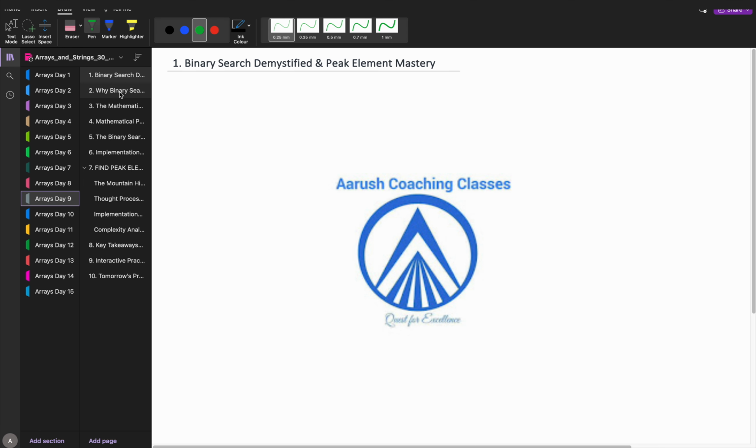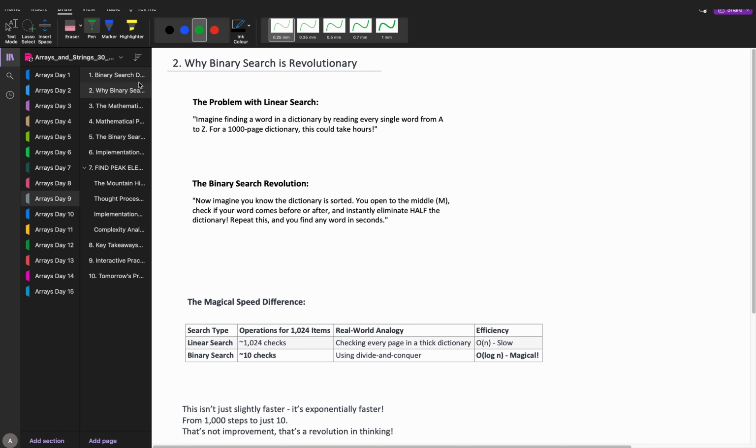Okay, so first let's try to understand why binary search is revolutionary. For that, we first try to learn why we actually need binary search. Because when we didn't know about binary search, what were we actually doing? As I always say, computer science, data structures and algorithms is no rocket science. It's complete common sense.